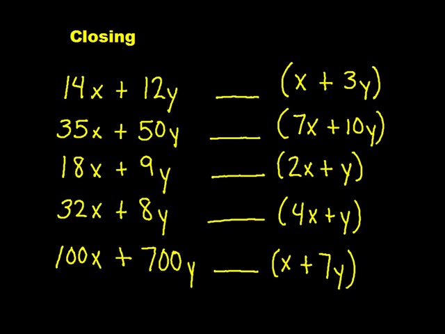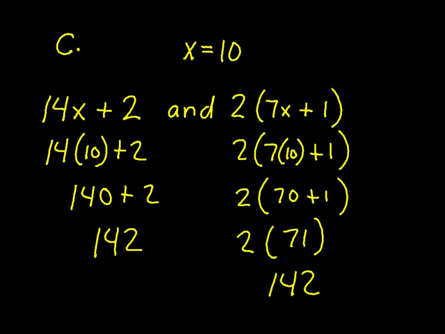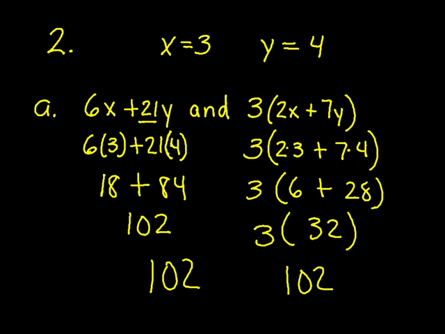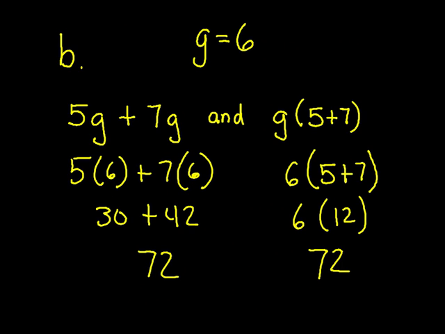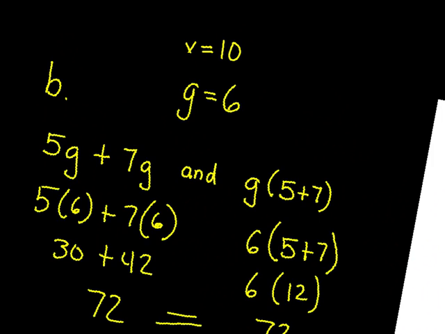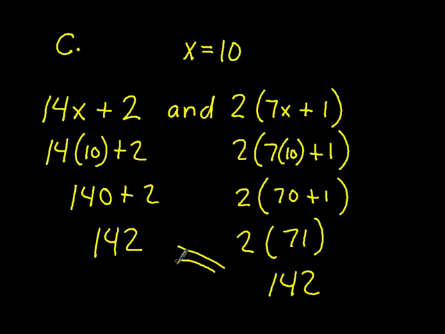So before we get on to our closing, let's tackle letter D. Explain any patterns that you notice in parts A through C. So when we look at these three problems, A, B, and C, what patterns do we notice? Well, it should have been pretty apparent that when we evaluated both sides, each and every time, our final answers were equal. And that's because each time we applied the distributive property. This shows that the two expressions are equivalent for the given values.